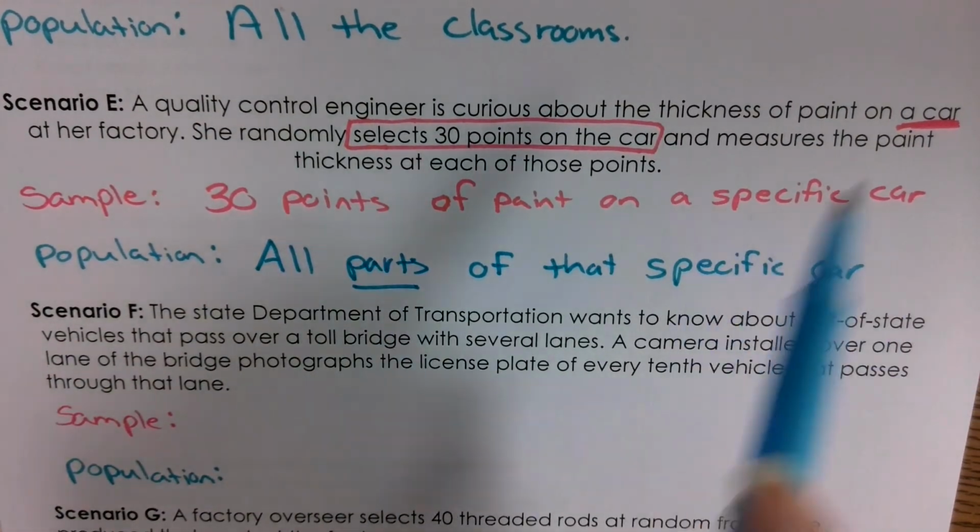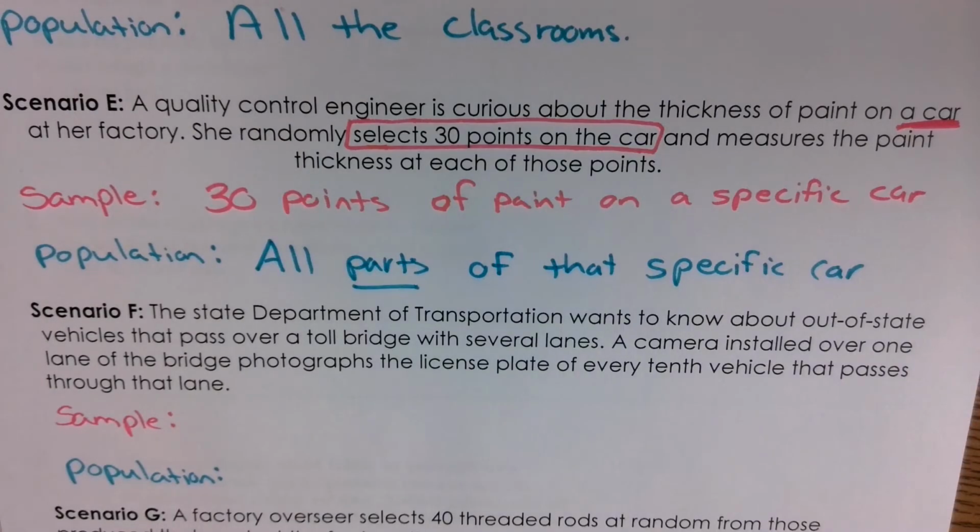So it would be different if she was curious about the thickness of paint on the cars in her factory, and then she selected 30 cars in the factory to test. Then it would be all cars in the factory as the population. But she's focusing on just one car in general.